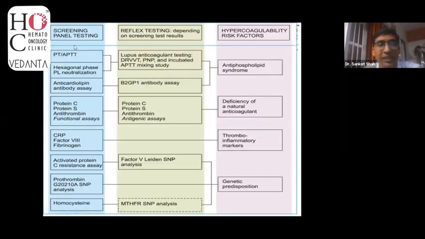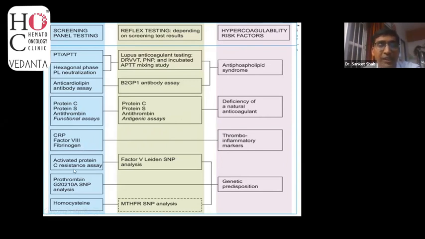Like if you do a screening test, then you should do the confirmatory test, which ultimately gives the diagnosis. Like you initially do PT, APTT or anticardiolipin antibody assay, which are sensitive screening tests. Then you go for the confirmatory tests, beta-2-GP1 and lupus anticoagulant testing, to find out Epler syndrome. For protein C, S, and antithrombin, first do the functional assay. If they are abnormal, go for the antigenic assay. CRP, factor 8, fibrinogen should also be done in other cases.